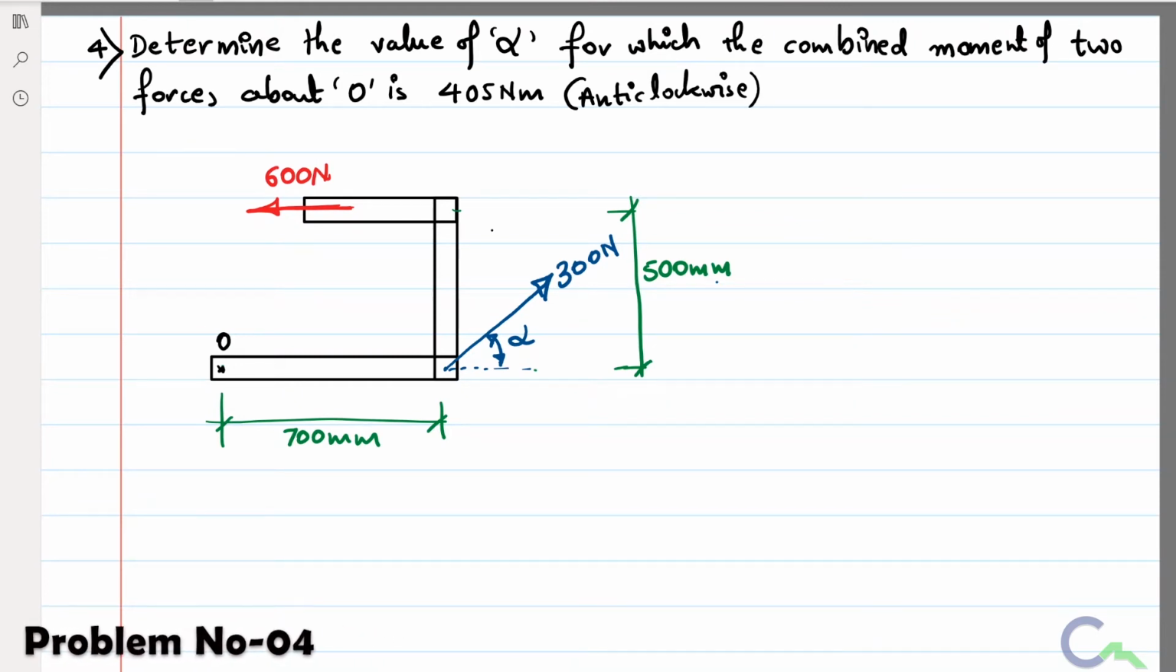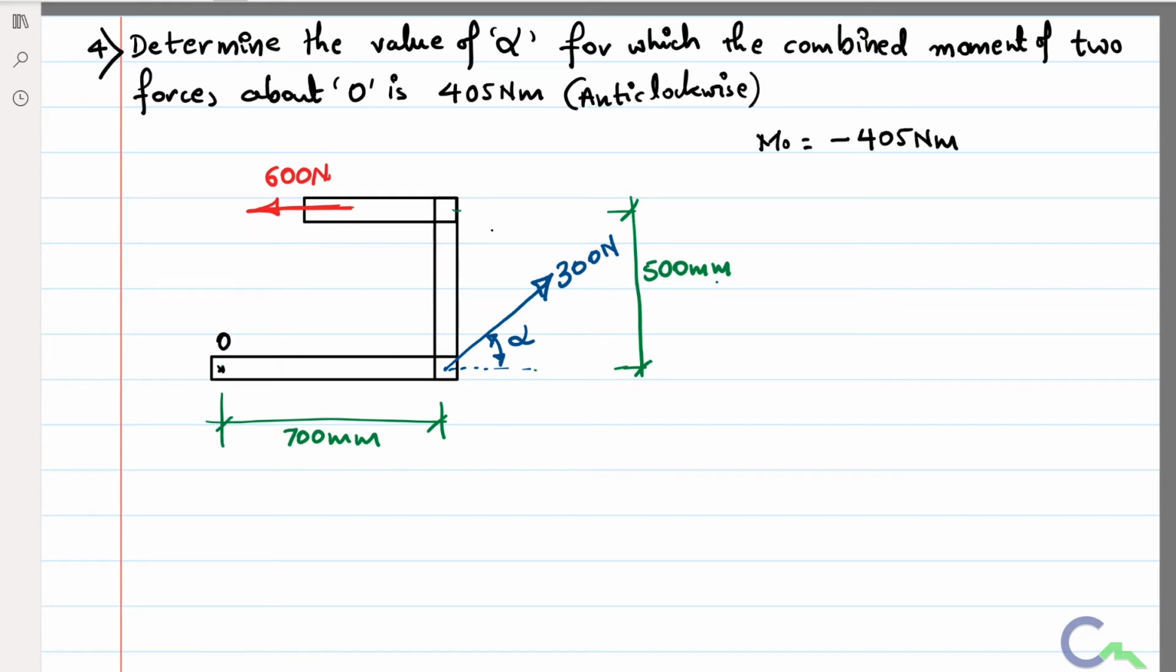Hello everyone. In this video tutorial, I am going to explain some problems on moment of force and equivalent force system. Here we have the fourth problem. Determine the value of alpha for which the combined moment of two forces about O is 405 Newton meter, that is anti-clockwise. So they have given already the moment about O, MO, is minus 405 Newton meter.